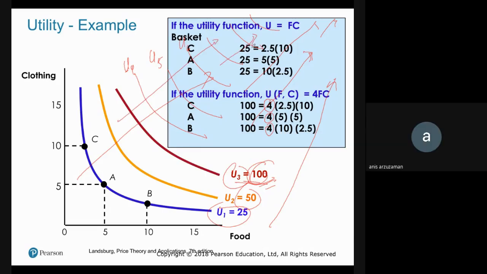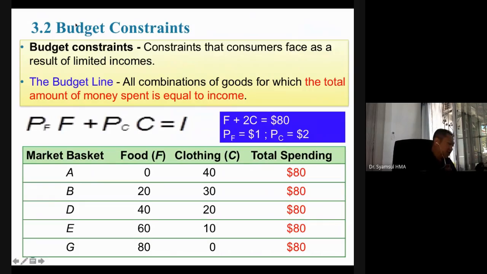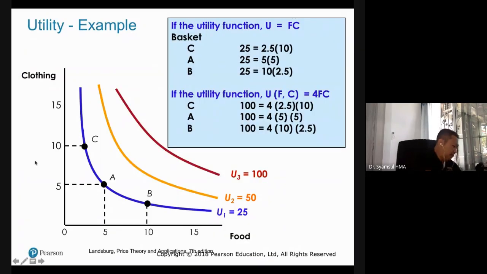Income. All right, so we call that the budget constraint. Because your budget is constrained, maybe you have to stick to here, U25. That limits you from going to another utility function, or what you call another indifference curve, right?